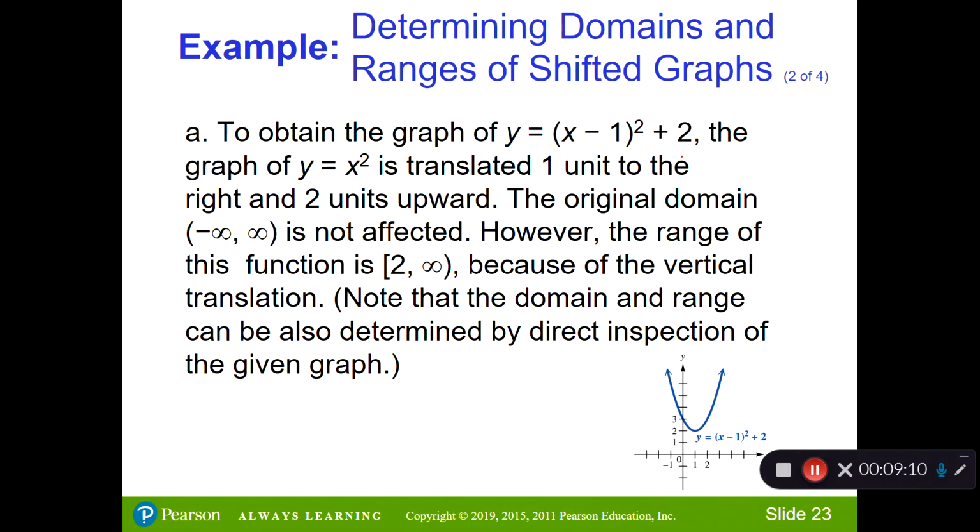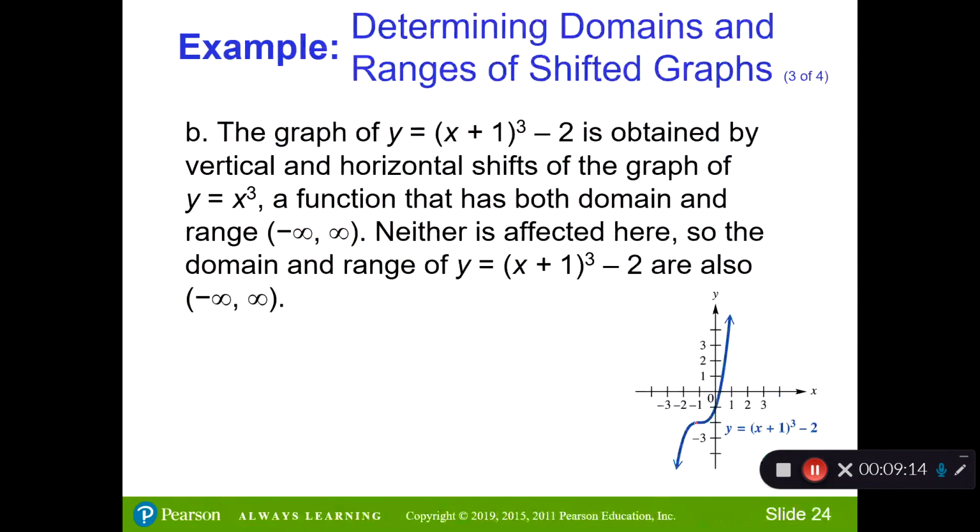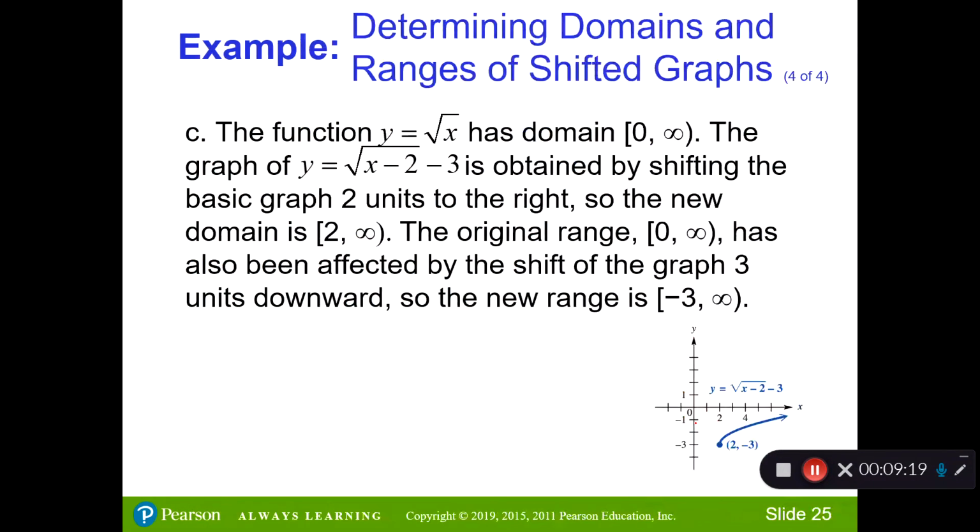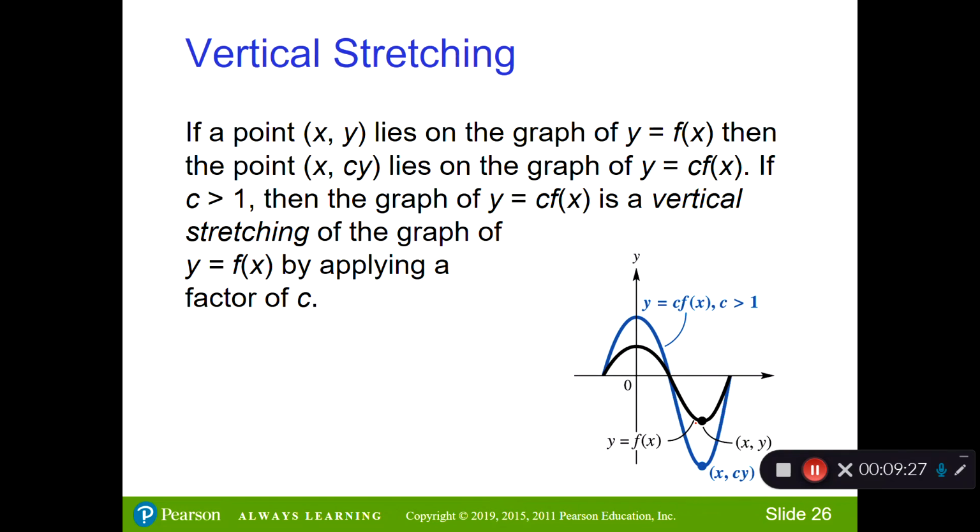Okay, so here we're talking about that. We just went through that. We went up 2 for the range. So this is still all real numbers for both of them. You can pause on these slides to read them or look at the slide handout I gave you. And here we just went through the new domain is 2 to infinity, the range is negative 3 to infinity.